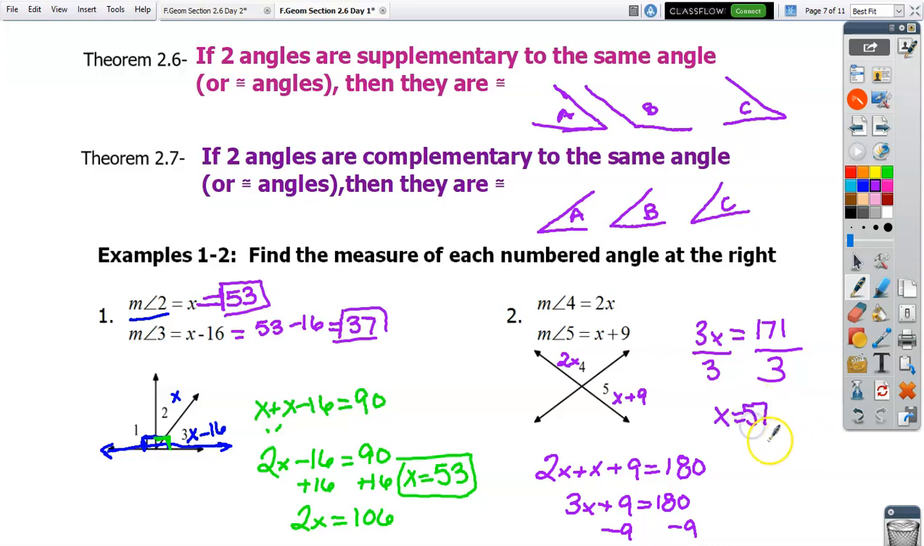Ooh, 57. So again, now that we got our x, we got to plug it back in to the main problem. So 2 times 57 is 114. And then 57 plus 9, which is 66. Okay, done, done, great. Next page.